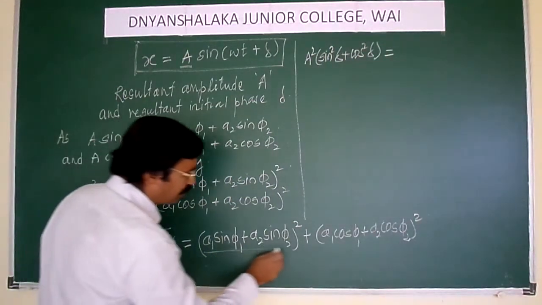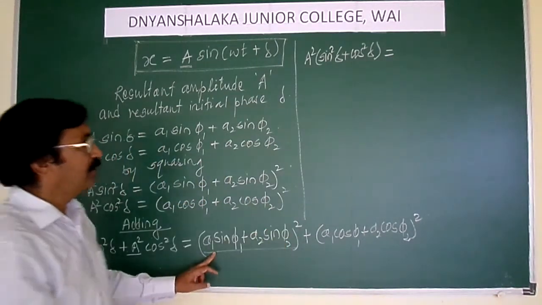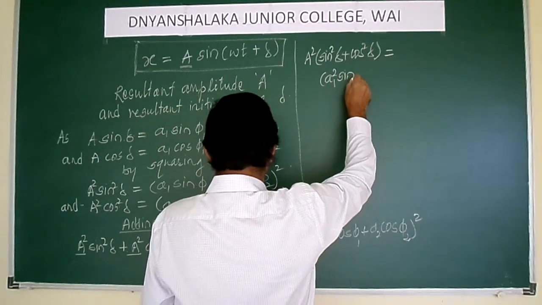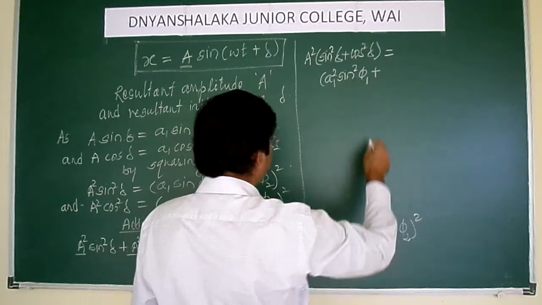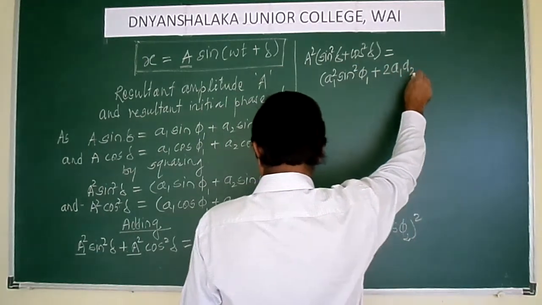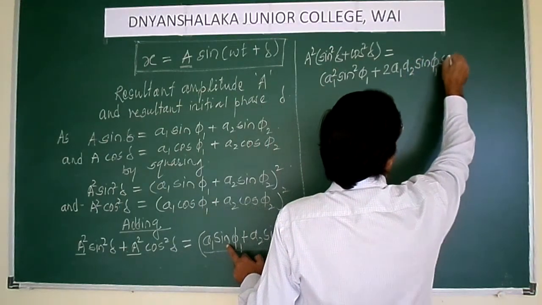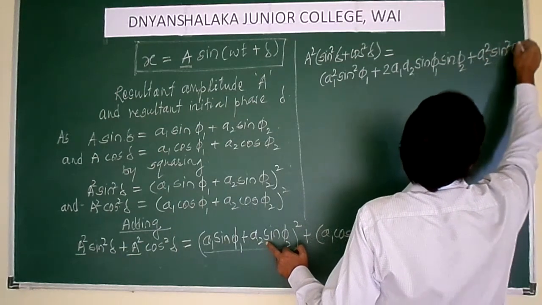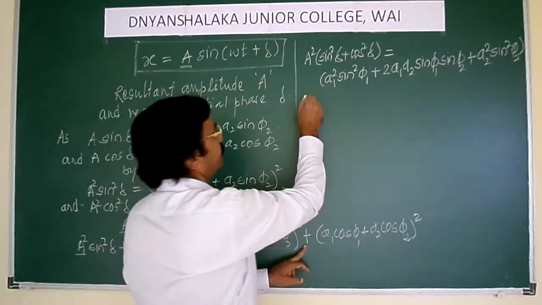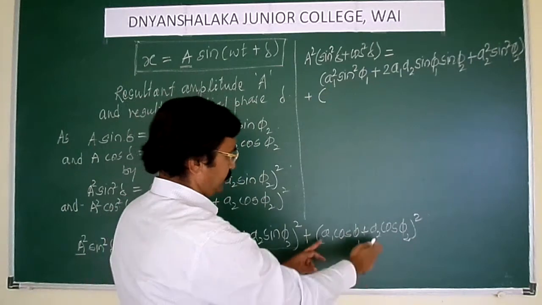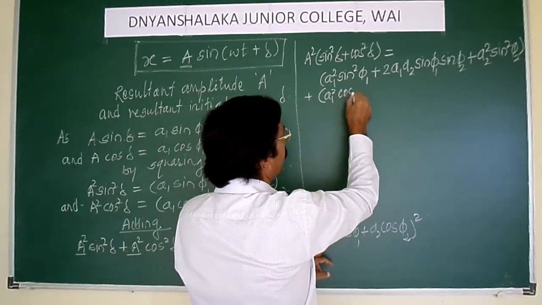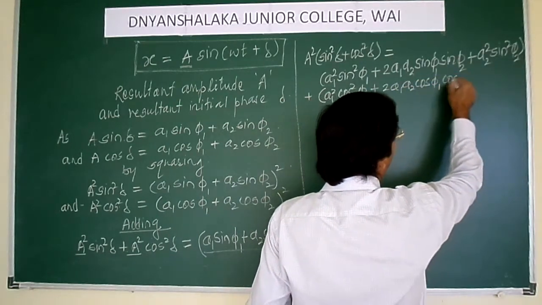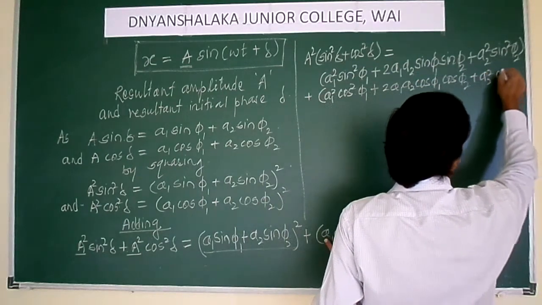Now let us have an expansion of this first term. (a plus b) the whole square can be written as A1 square sin square phi 1 plus 2 A1 A2 sin phi 1 sin phi 2 plus A2 square sin square phi 2, plus, expanding the second term, A1 square cos square phi 1 plus twice A1 A2 cos phi 1 cos phi 2 plus A2 square cos square phi 2.